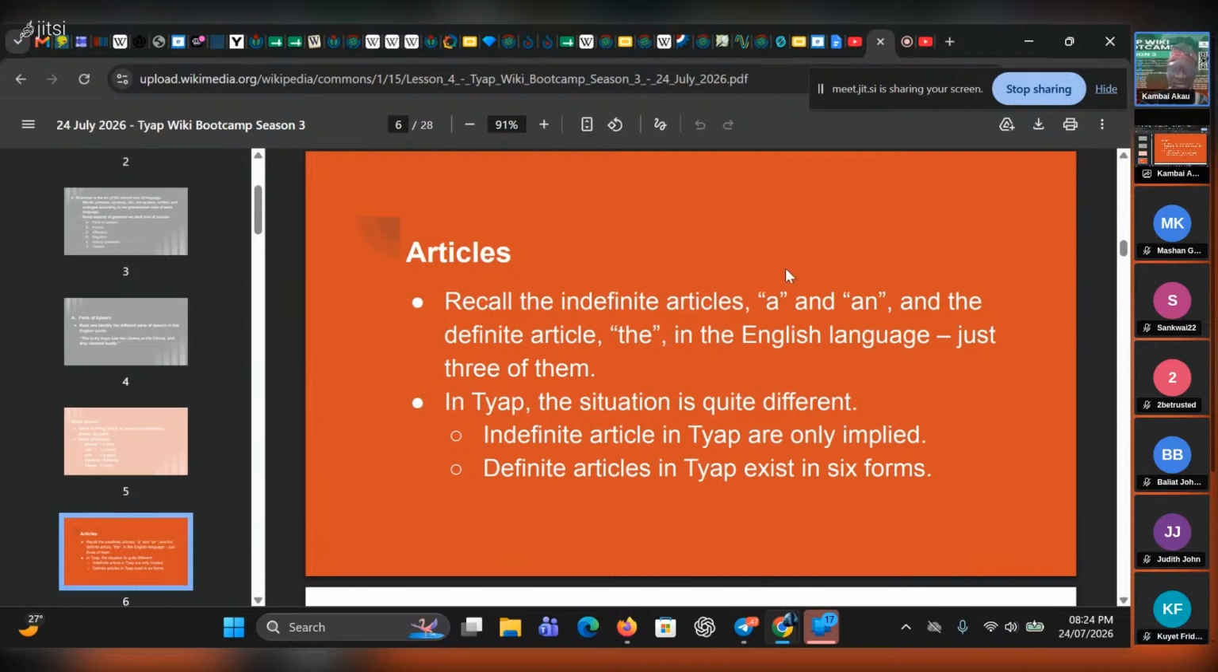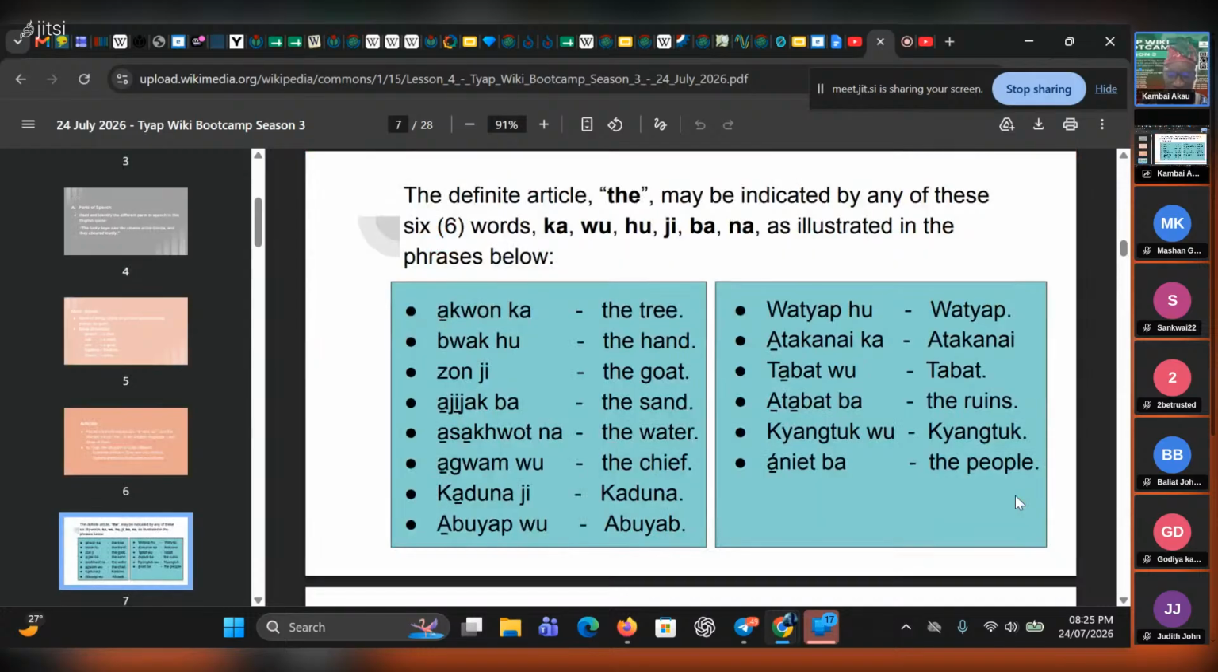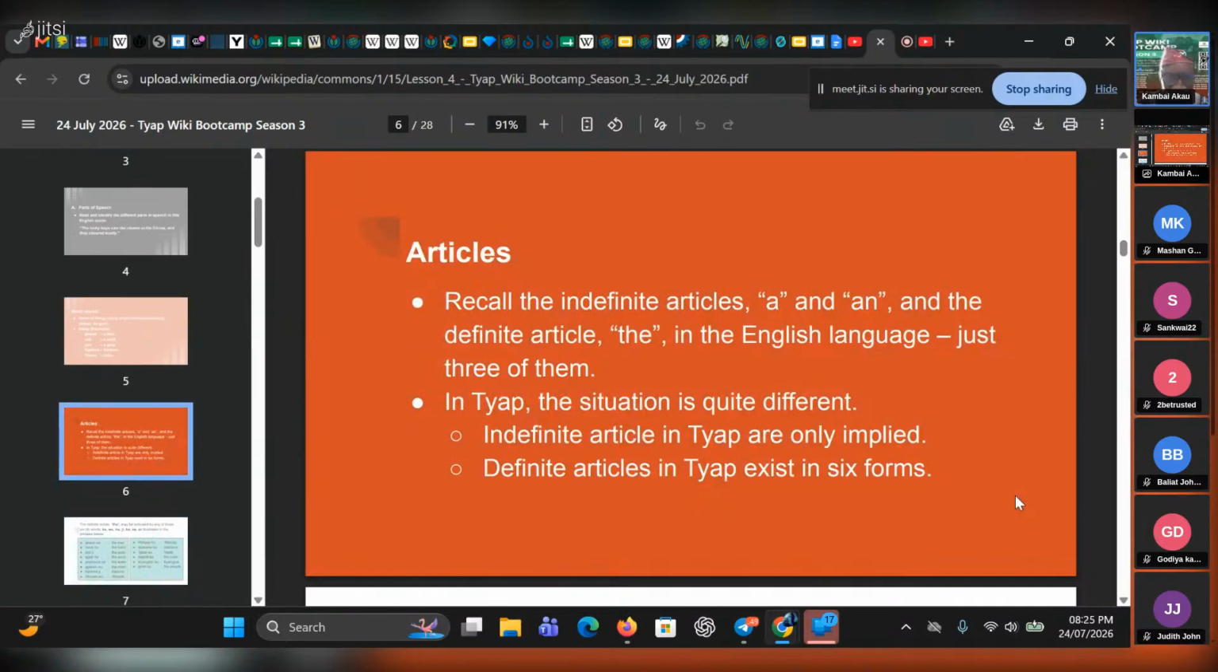But if you are talking about "a" in terms of one, then you can say one house or a house. One house and a house in English may mean the same thing, but at the same time, a house can just mean any house entirely that is built. And then definite articles, as I earlier mentioned, we have about six of them in Tyap. Two are used mainly for singulars, two are used for both singulars and plurals, and two are used mainly for plural words.